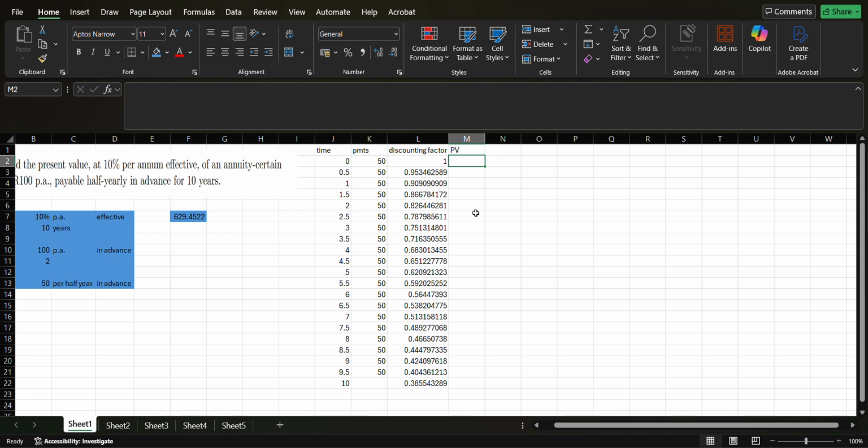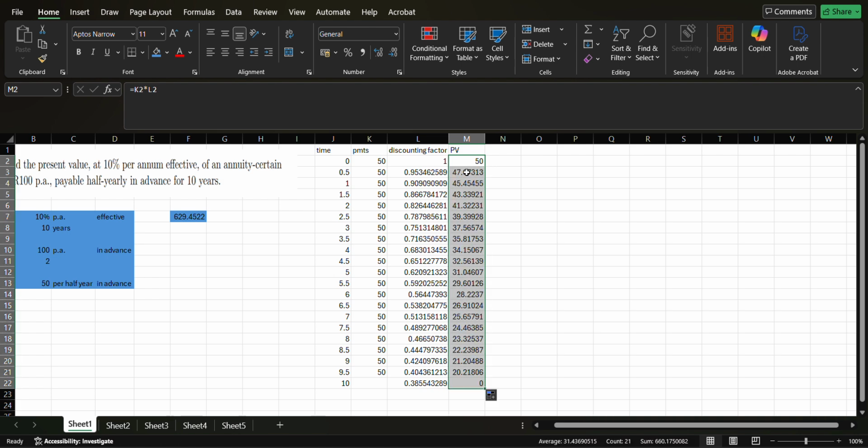What I'm going to do again is I'm not going to fix any cells. The present value of each cash flow is the cash flow, which I'm going to reference as the payment, multiplied by the corresponding V factor at that time. In this case, the V factor is 1, so I'm going to say the payment times 1. I'm not going to fix any of these cells because I want Excel to drag this down.